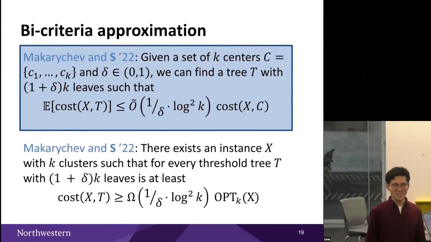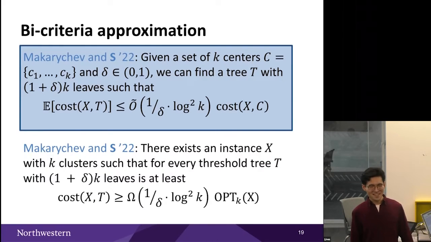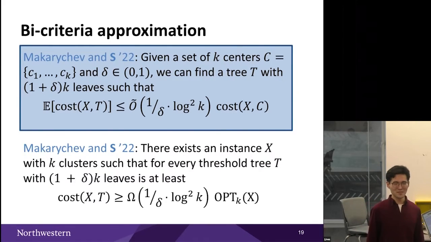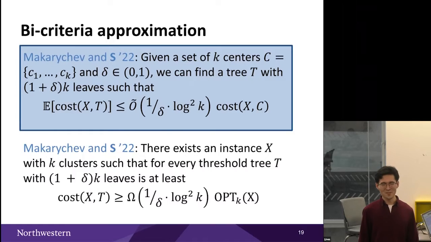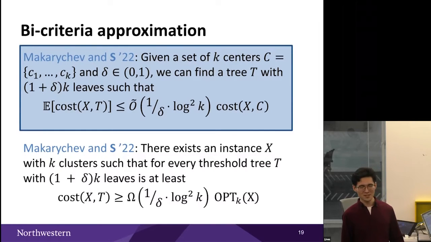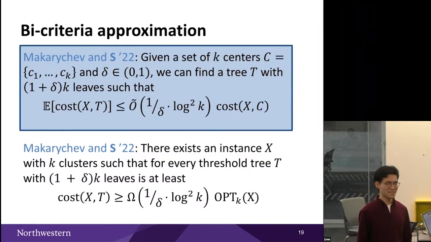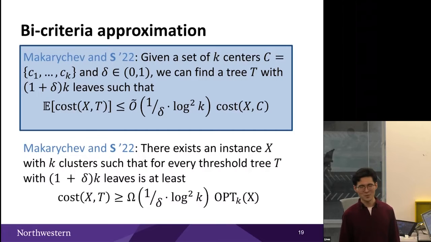Yeah, and also we showed that this bicriteria approximation bound is near optimal. So we show an instance with k clusters, and for this instance, every threshold tree T with (1 plus delta) k leaves has cost at least order log k squared divided by delta times the optimal cost.